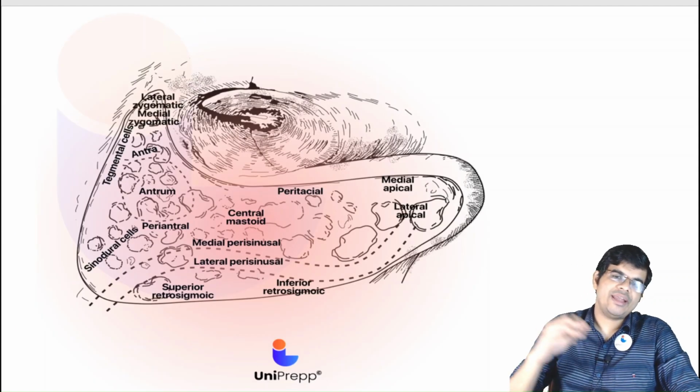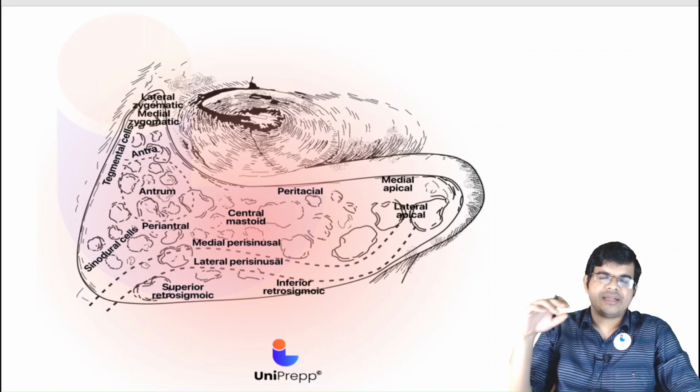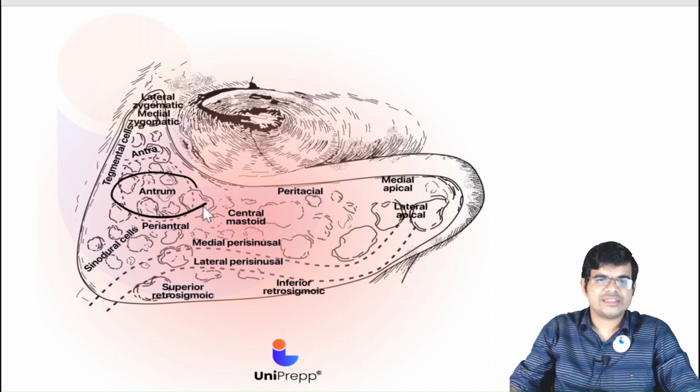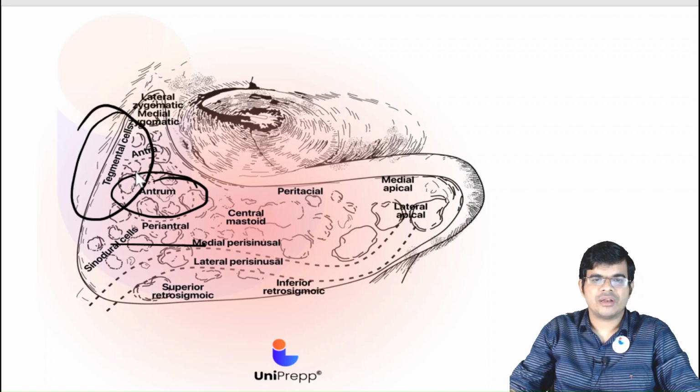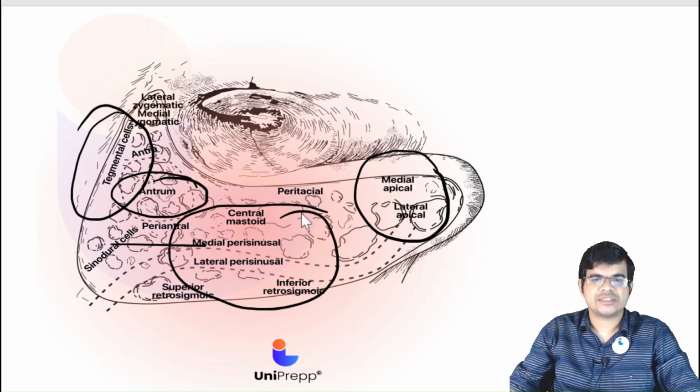Now these are the various cell tracts seen in the area of the mastoid air cell system. You can see the mastoid antrum, which is the largest mastoid air cell. Around the antrum you have the periantral cells, and then you have the tegmental cells near the tegmen. Near the apex you have the medial apical and lateral apical cells. Then nearer to the sigmoid sinus you have the lateral perisinus and the medial perisinus cells.